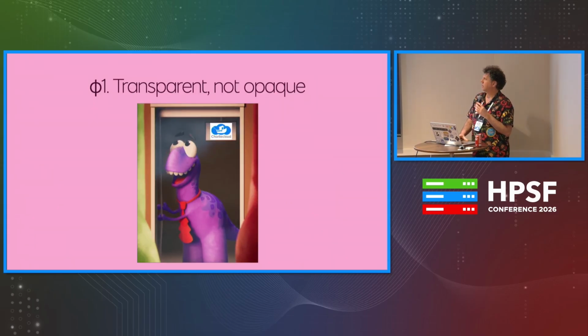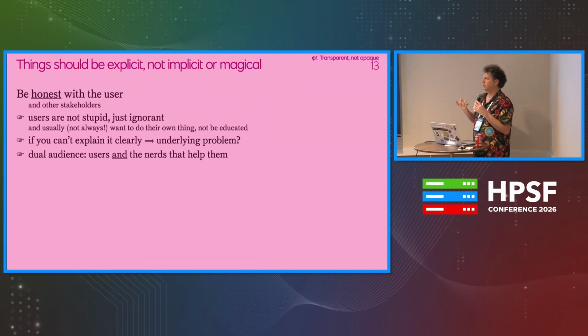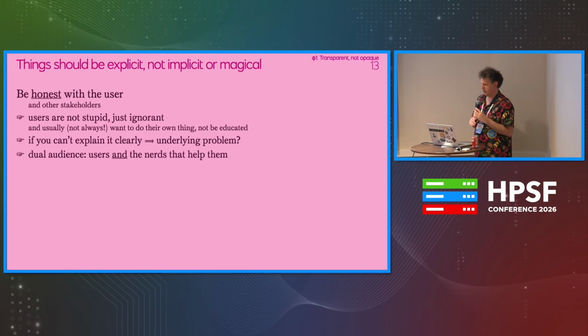So then we can get into the first part of the Charliecloud philosophy, right? So that's transparent, not opaque. And I'll give some arguments about the idea, as well as some specific examples of decisions we've made based on that part of the philosophy, right?